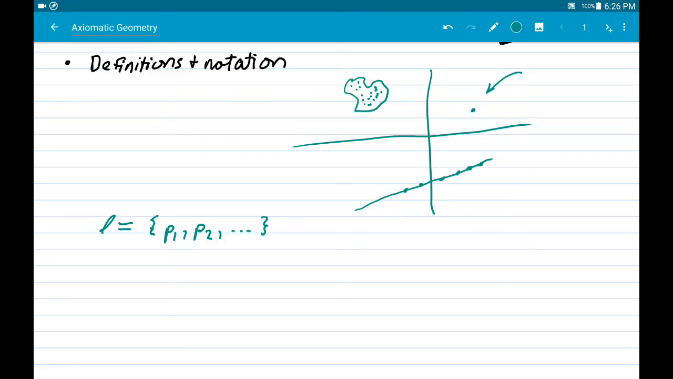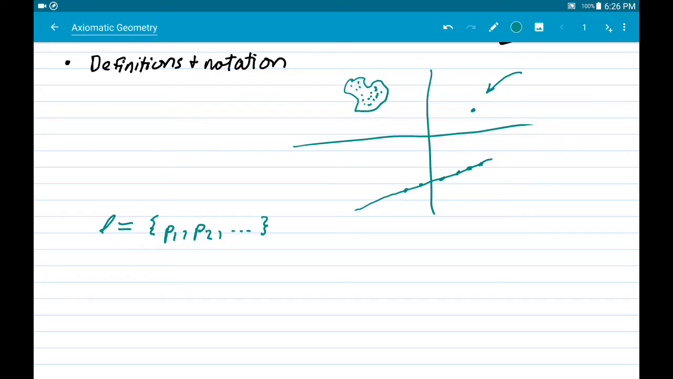So now I want to discuss some notation that I'm going to use frequently throughout these videos. Some of it is notation that you don't often see in high school geometry, so I want to make sure it's clear what I mean when I use some of this notation.